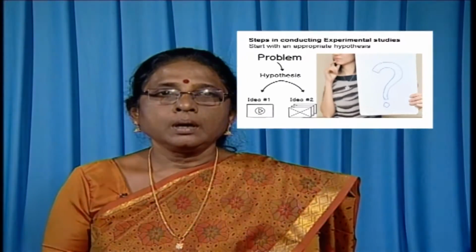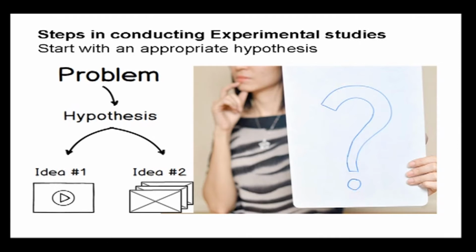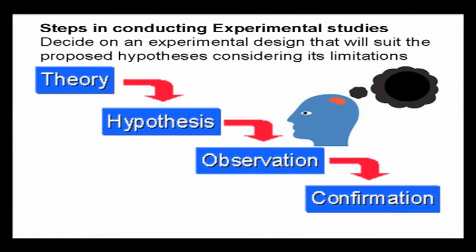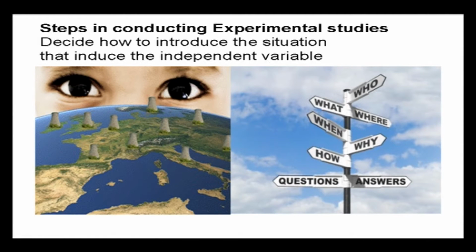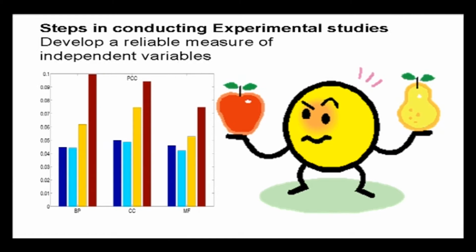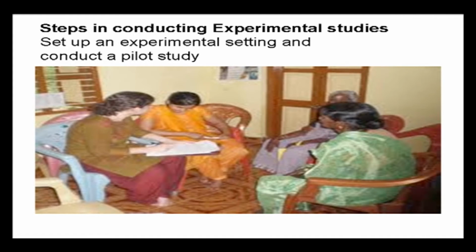There are several steps in conducting the experimental designs, which we will see now. Start with an appropriate hypothesis. Decide on an experimental design that will suit the proposed hypothesis, considering its limitations. Next, you have to decide how to introduce the situation that induces the independent variable. Then develop a reliable measure of independent variables. Set up an experimental setting and conduct a pilot study.